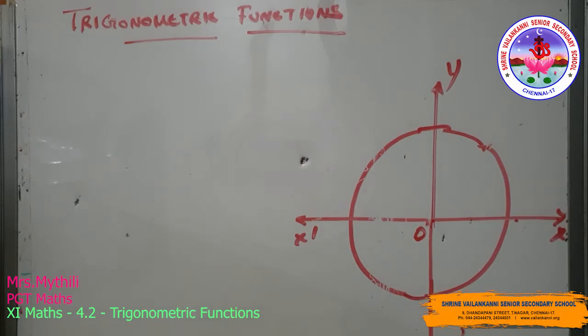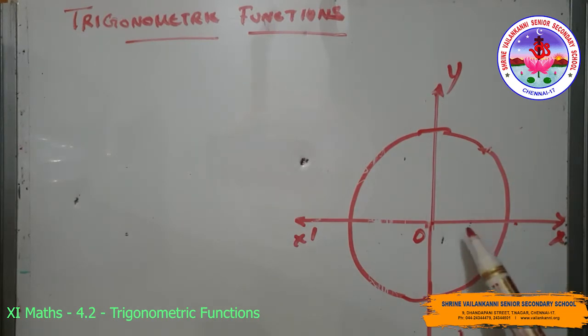Welcome children. In the previous videos we have studied trigonometric ratios for acute angles. We will now see the definition of trigonometric ratios to any angle in terms of radian measure and study them as trigonometric functions.